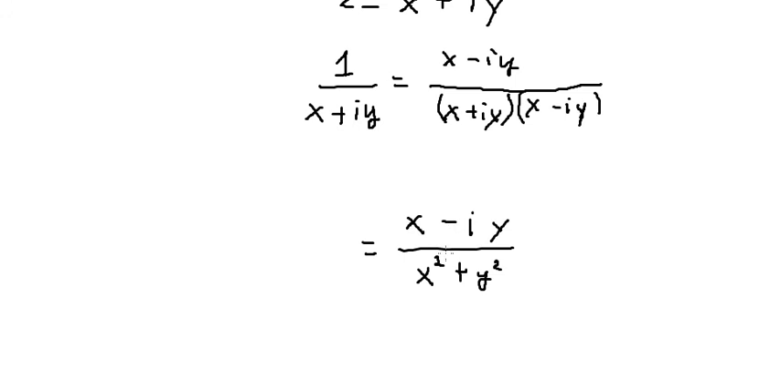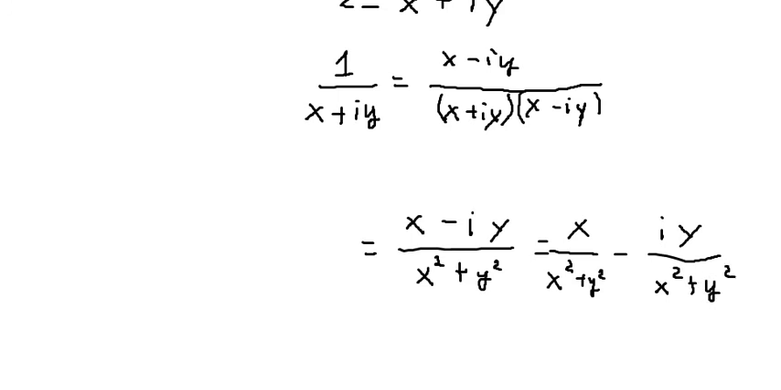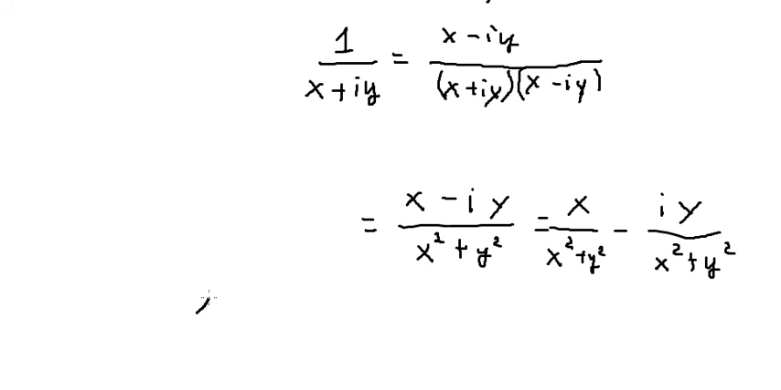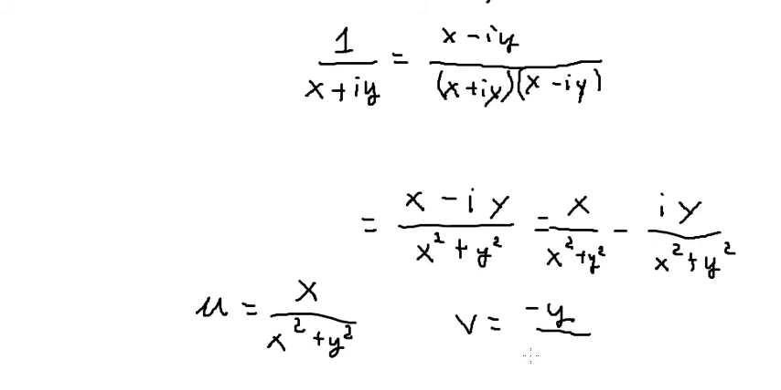And now we need to separate them in here. So we got u, that's x over x squared plus y squared, and v, that's negative y over x squared plus y squared.